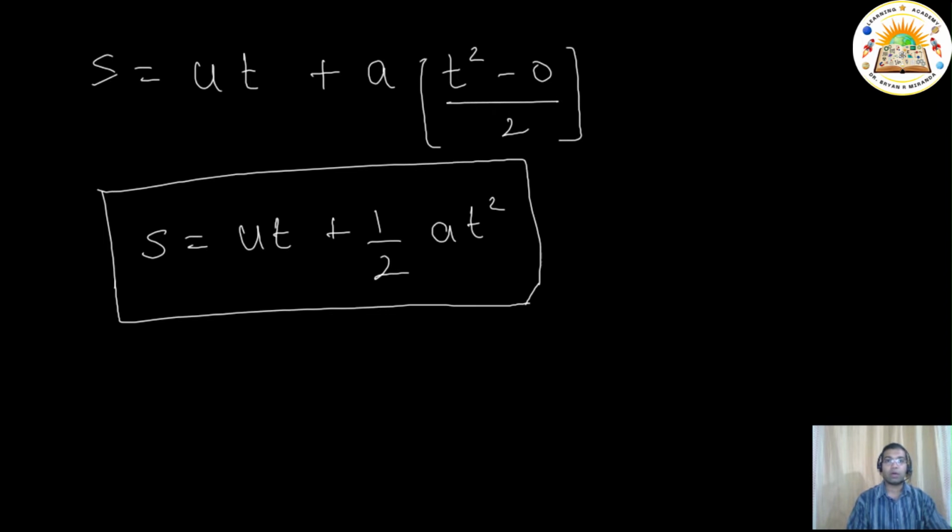Now let us look at the third equation. The third equation is v square is equal to u square plus 2as. Now if we see s is there, so we will have to take the velocity expression only. But we also have acceleration. So how do we arrive at this particular form? So for that, we will have to take the following differential formula.